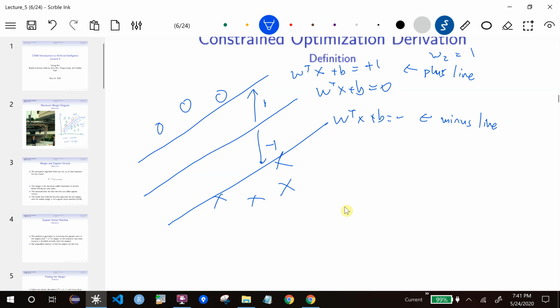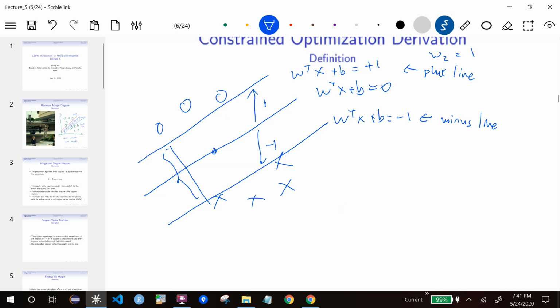This is -1. Okay, so now we're going to figure out the margin. The first and most important thing is the margin is not 2, because the margin is this distance, not like this distance. So we actually need to figure this out. The problem is it's hard to find it directly. So maybe let's assume it's some number.